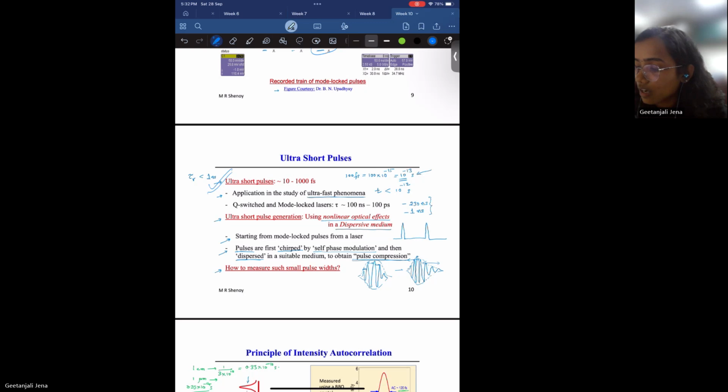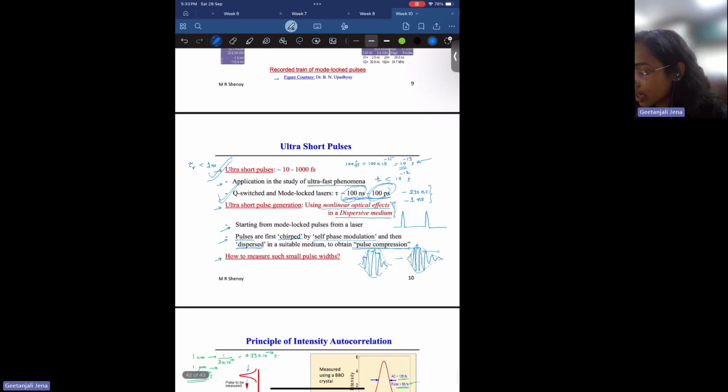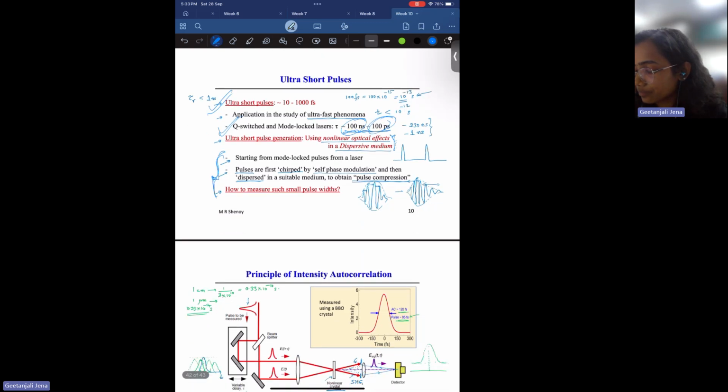Okay, but when you take a Q-switched laser or a mode-locked laser, the tau, that is the pulse width, is of the order of nanosecond or picosecond. So it is not on the order of femtosecond. To get these ultrashort pulses, we use nonlinear optical effects in a dispersive medium. Let me skip this part, as this has already been discussed in the lecture. So please go through the lecture video.